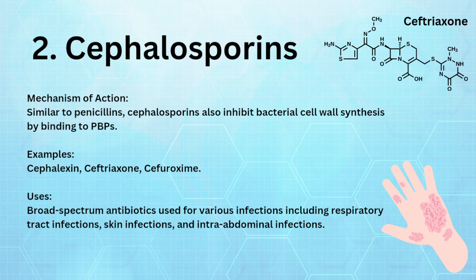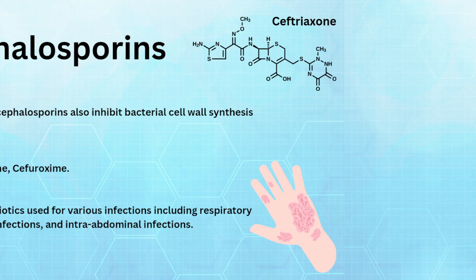Cephalosporins are used for respiratory tract infections, skin infections, intra-abdominal infections, and surgical prophylaxis. Ceftriaxone, in particular, is commonly used to treat meningitis.